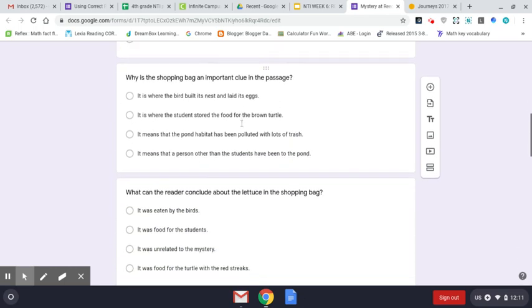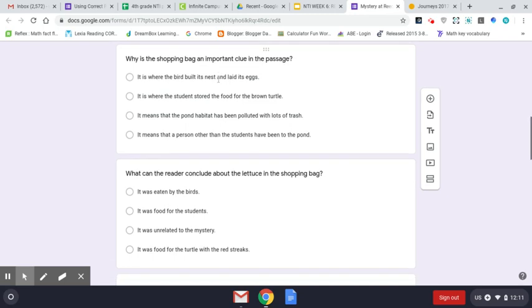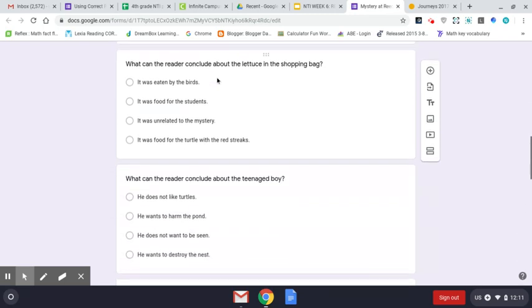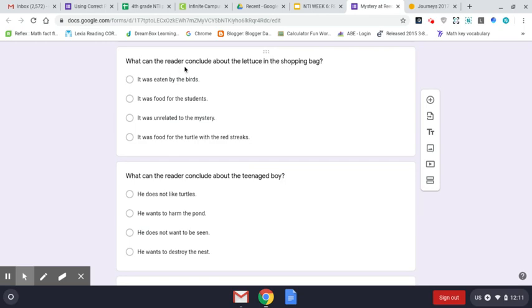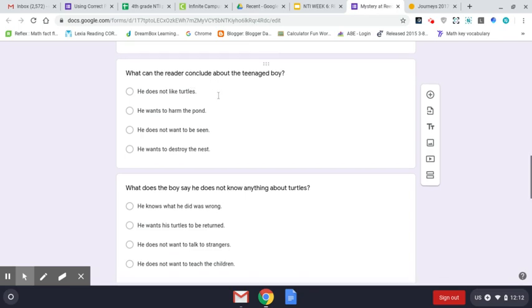Question 3, why is the shopping bag an important clue in the passage? It may not tell you specifically. You may have to draw a conclusion from that. What would that shopping bag be? Why would it be important? Question 4, what can the reader conclude about the lettuce in the shopping bag? Interesting. Question 5, what can the reader conclude about the teenage boy? We're hearing that word a lot. Conclude. What can the reader conclude about the teenage boy?